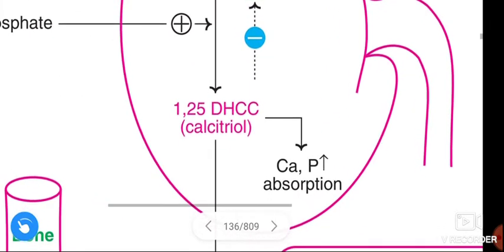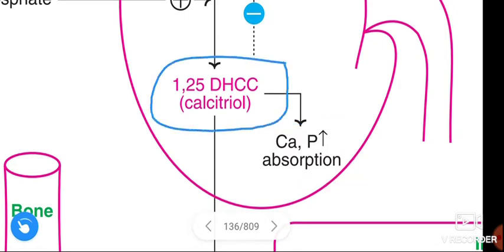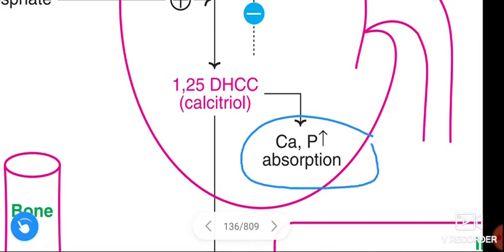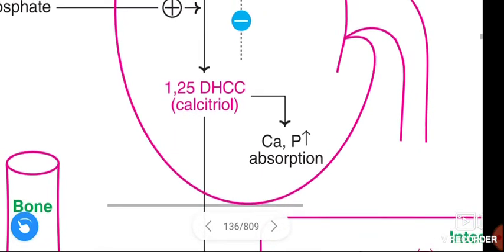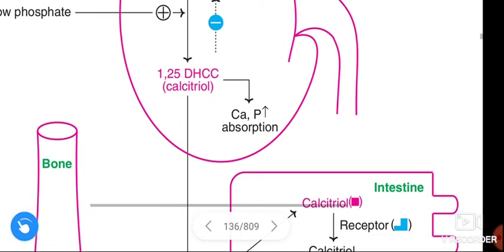And the formed calcitriol in kidney increases the calcium and phosphate absorption and decreases the excretion of calcium and phosphate.